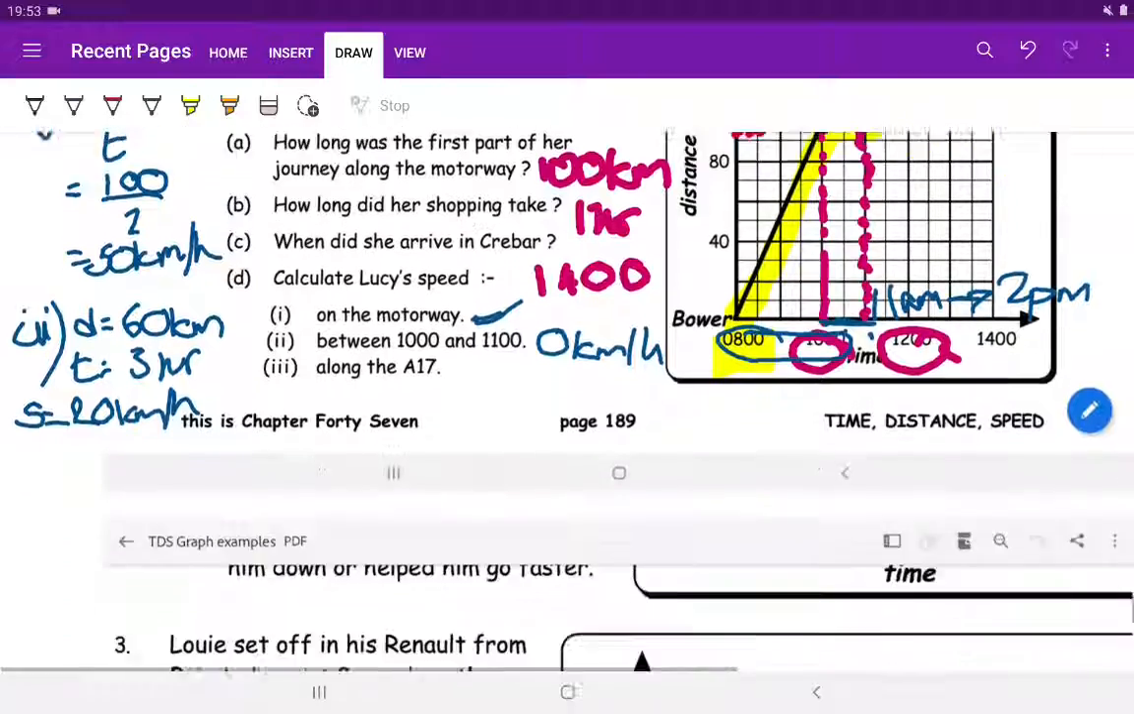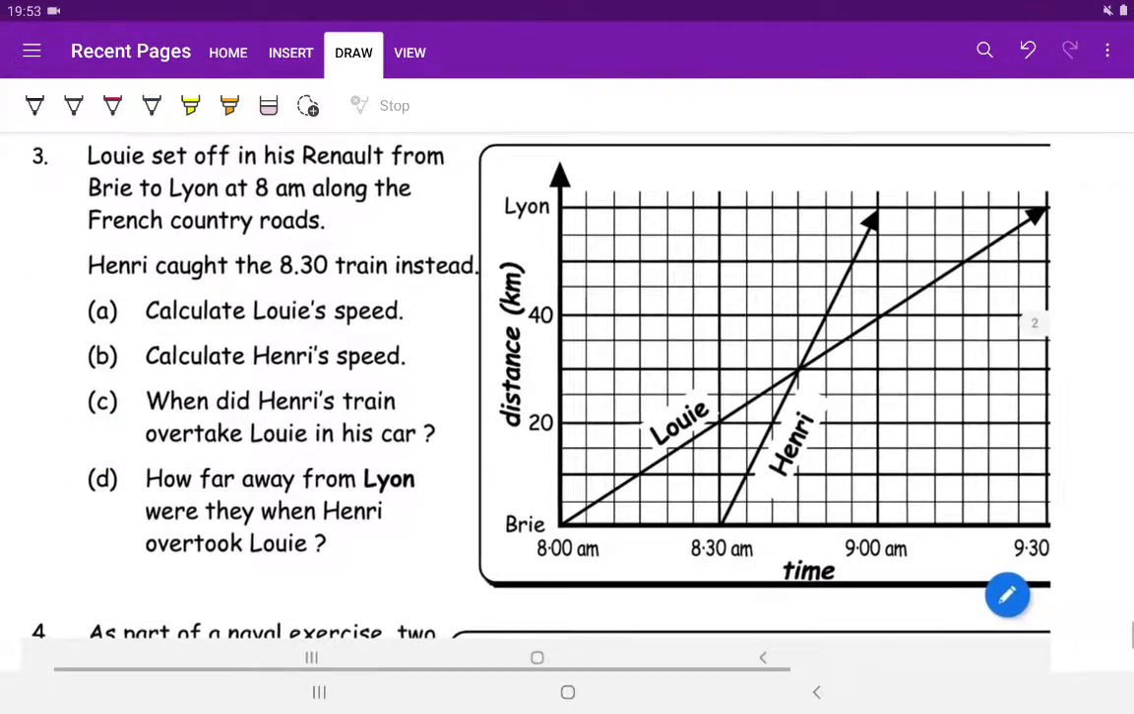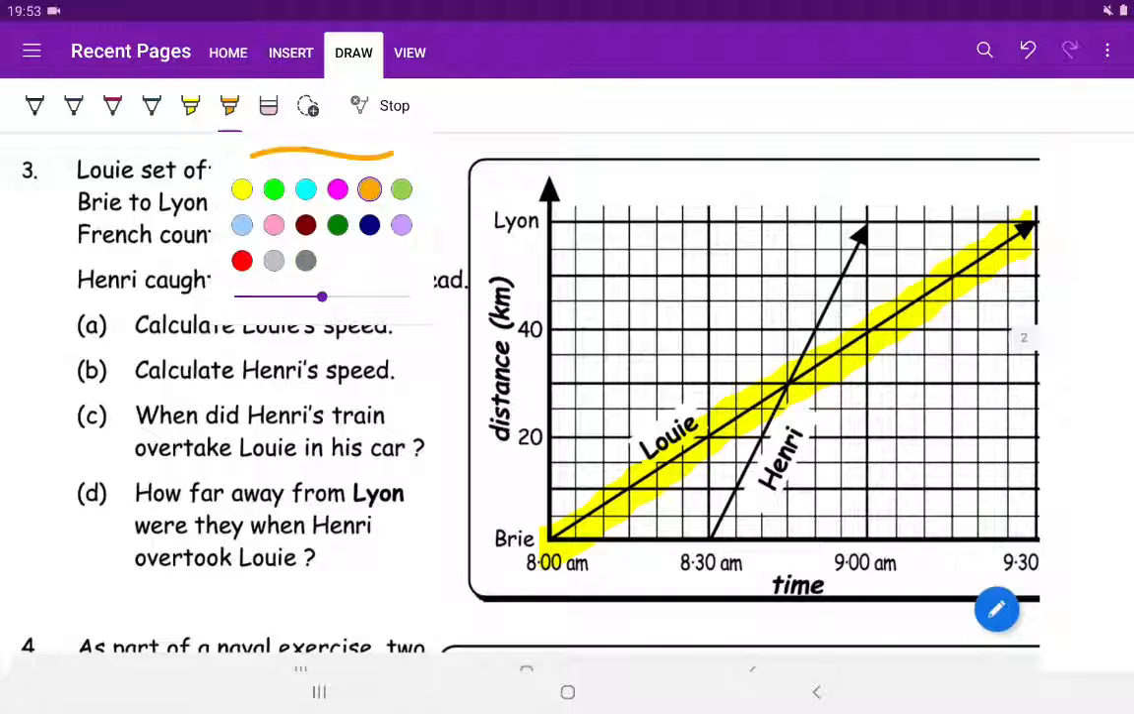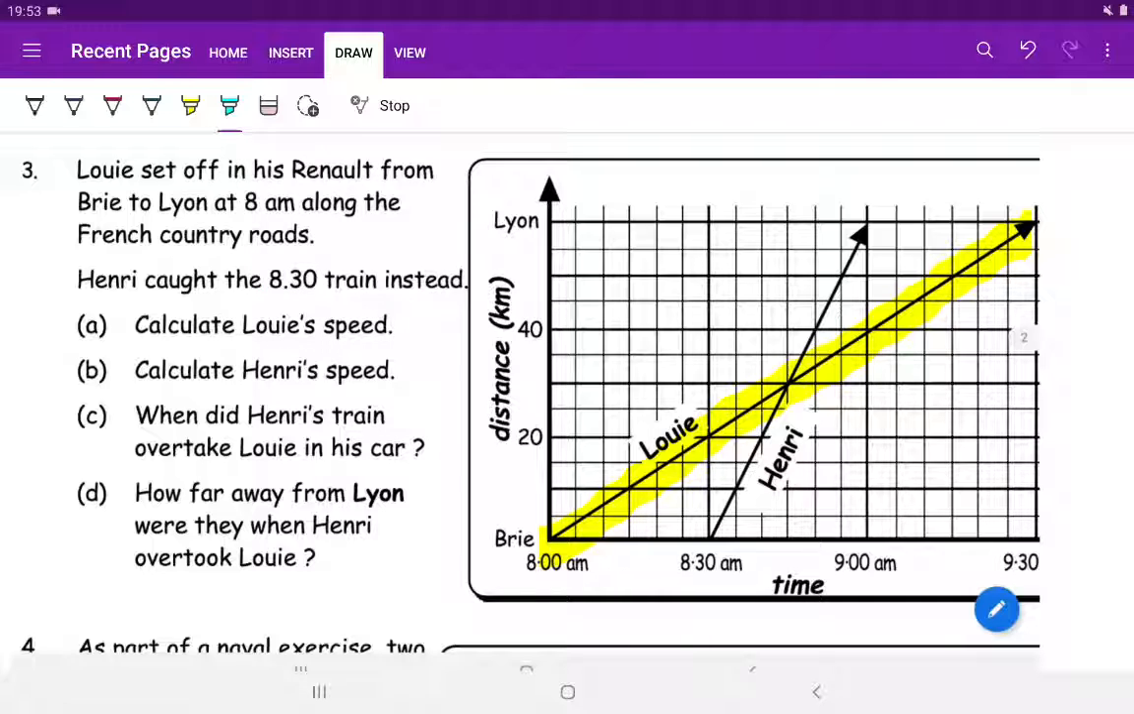Okay, we've got another example to have a wee look at. Louis set off in his Renault from Brie to Lyon at 8 a.m. along the French country road. So this is Louis' journey here, Brie to Lyon, and he's going by country roads. Henri caught the 8:30 train instead. So Henri's gone by train. He's left at 8:30. You can see the line's steeper, so he's going faster. And he obviously arrives in Lyon sooner.